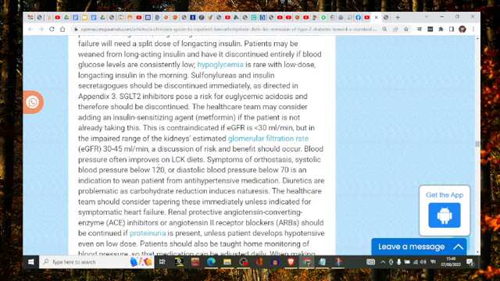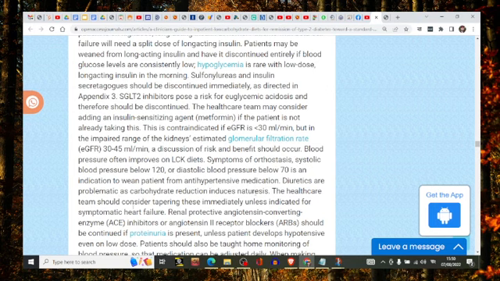Blood pressure often improves on LCK diets. Symptoms of orthostasis, systolic blood pressure below 120 or diastolic blood pressure below 70 is an indication to wean patient from antihypertensive medication. Diuretics are problematic as carbohydrate reduction induces natriuresis.